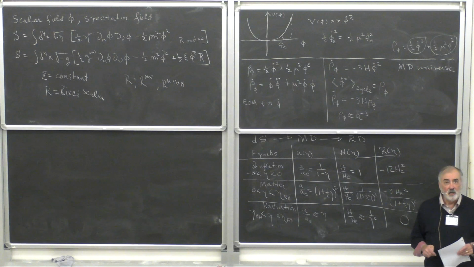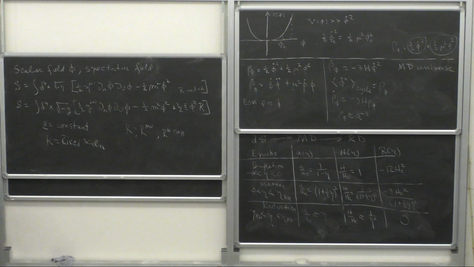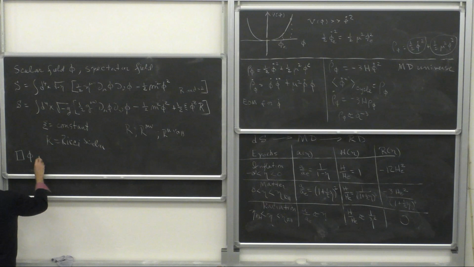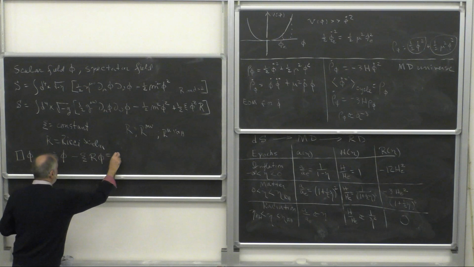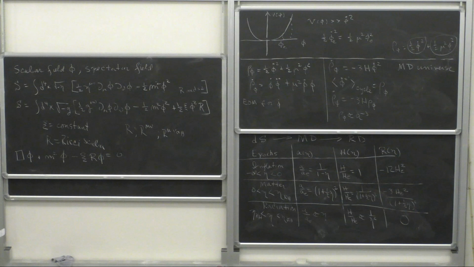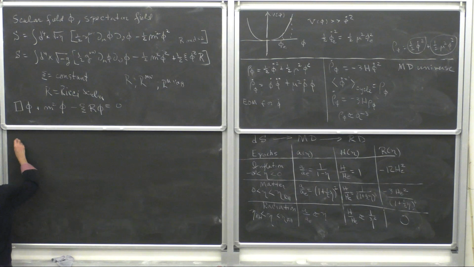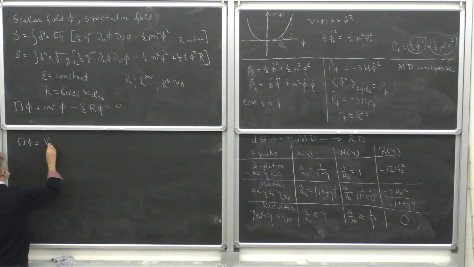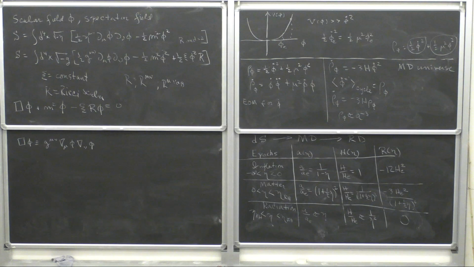Okay, so we have an action. And before we go to FRW, I'll just write the equation of motion. This looks like the Klein-Gordon equation with the possible addition of this term involving the scalar curvature. And box here, where these involve covariant derivatives.